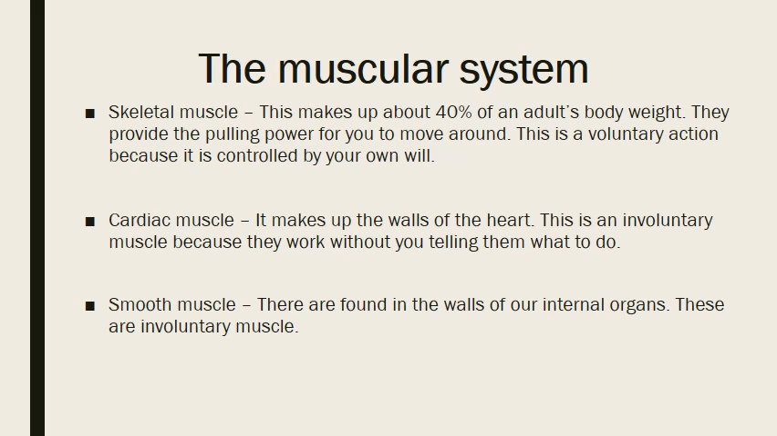Cardiac muscle makes up the walls of the heart. This is an involuntary muscle because it works without you telling it what to do. The cardiac muscle is found in the heart, and it's really important. Smooth muscles are found in the walls of our internal organs. These are involuntary muscles. Involuntary, just as a reminder, means they work without you telling them what to do.